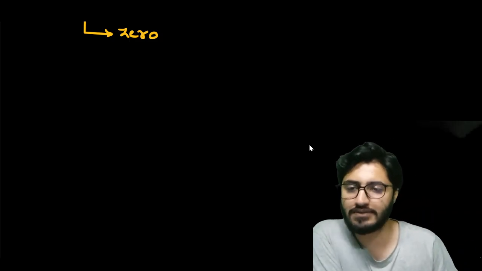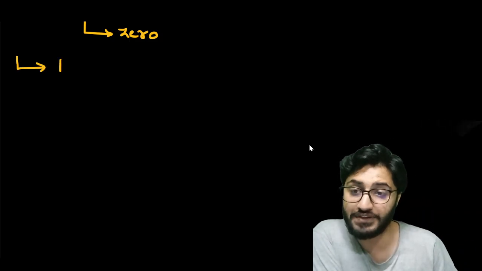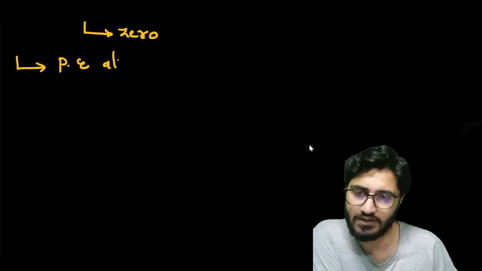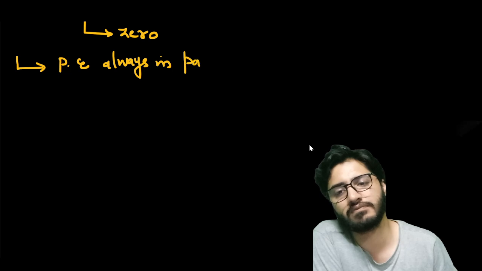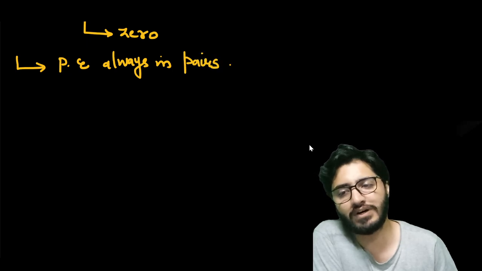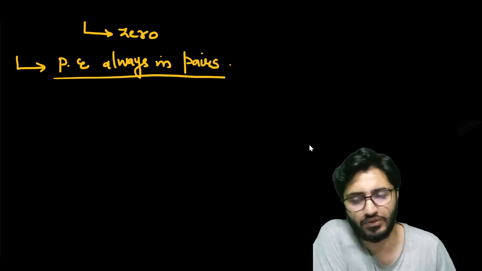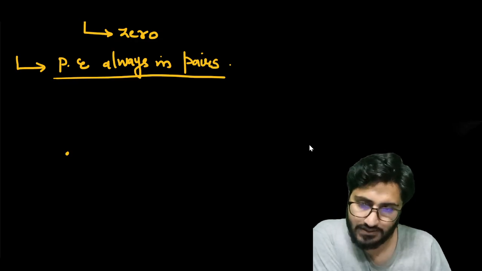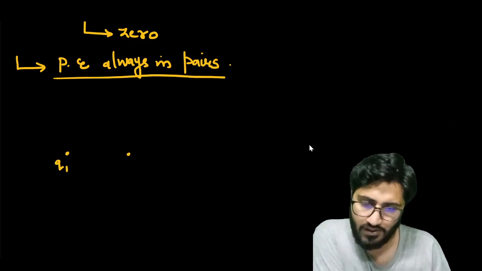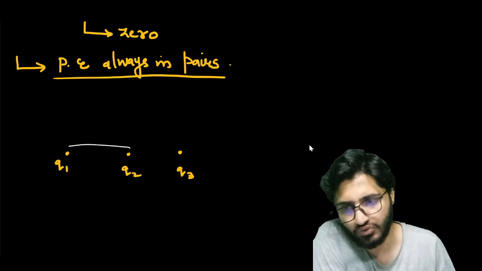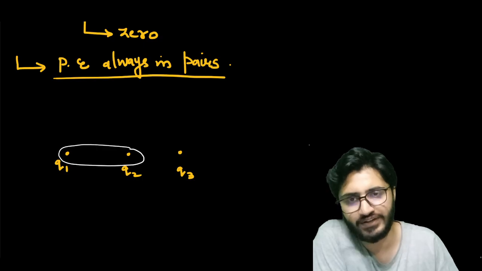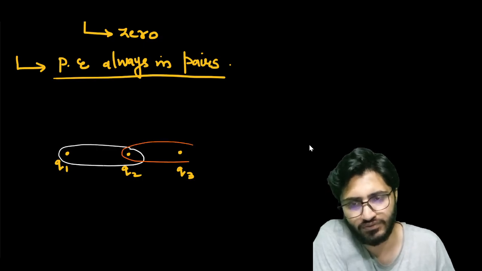And one more thing, that is potential energy is always in pairs. So what does this line indicate or mean, right? Look, if we have three charged particles, Q1, Q2, and Q3, so my potential will be firstly due to these two, second due to these two, and third due to these two.